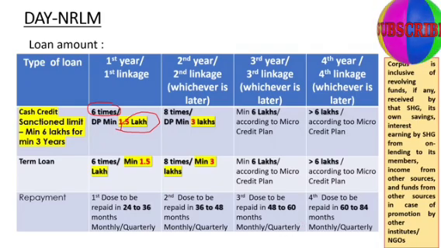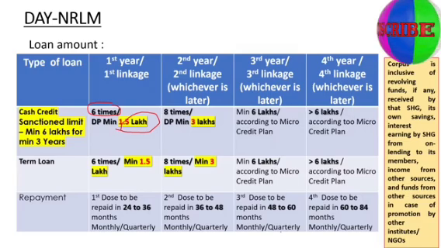6 times of their corpus amount or minimum 1.5 lakh. In second linkage, it will be 8 times or minimum 3 lakh. In third linkage, it will be minimum 6 lakh or as per the plan submitted by SHG. And in fourth linkage, it is more than 6 lakh or the micro credit plan submitted by SHG.